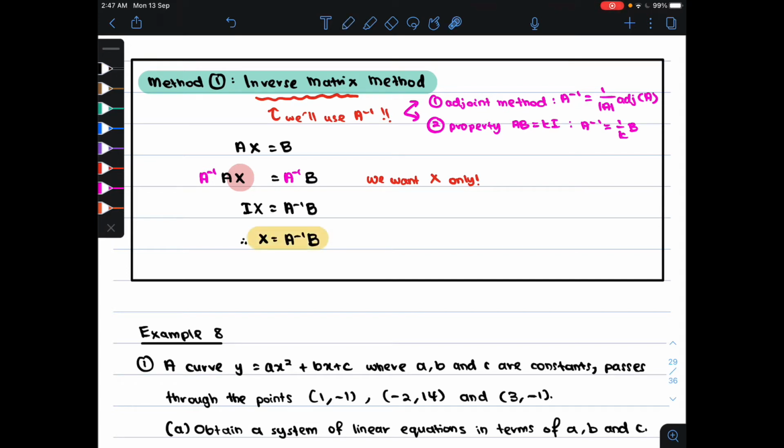So, kat dalam ni kamu akan nampak kata, untuk cari X, kita akan gunakan A inverse and then kita darab dengan matrix B. So, untuk inverse matrix method, Miss suka start dengan AX equal to B and then kamu rearrange sampai kamu dapat X equal to A inverse times B.